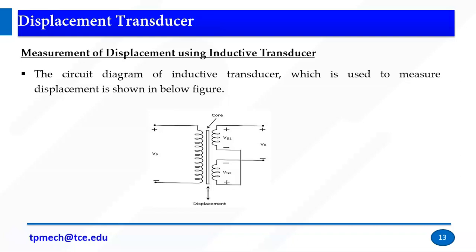We have two secondary windings, so the secondary voltages are VS1 and VS2. The difference between VS1 and VS2 gives the output voltage. The output voltage depends on the central core position. If there is no core, or the core is in the exact central position, VS1 and VS2 are both equal, so we get 0.